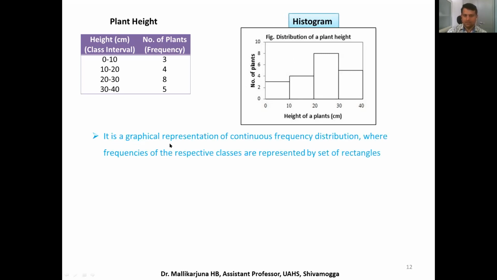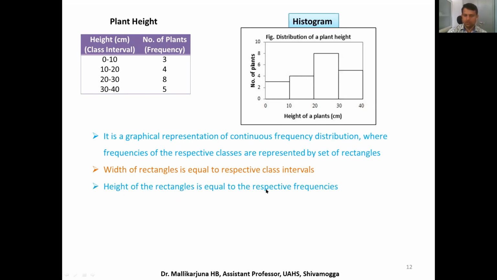It is a graphical representation of continuous frequency distribution where frequencies of the respective classes are represented by a set of rectangles. Width of rectangle is equal to respective class interval. So this width 0 to 10, this width is equal to respective class interval 0 to 10. Class interval is 10 here. Of course, in this distribution, all the classes are equal.